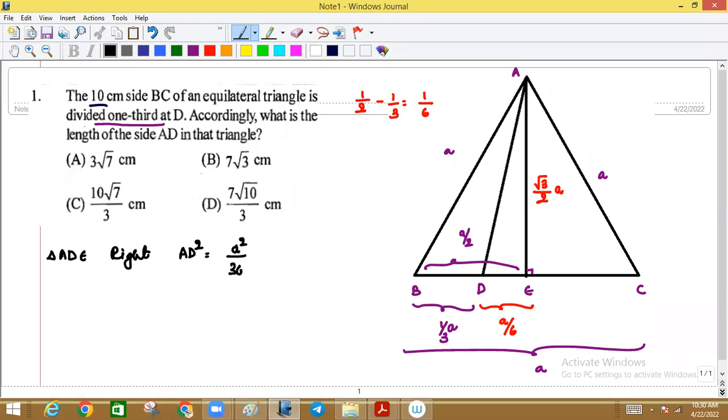A square by 36, plus 3A square by 4. Take the LCM. How much you get? 36. A square plus 27A square, that is 28A square by 36. You can say it is 7A square by 9.